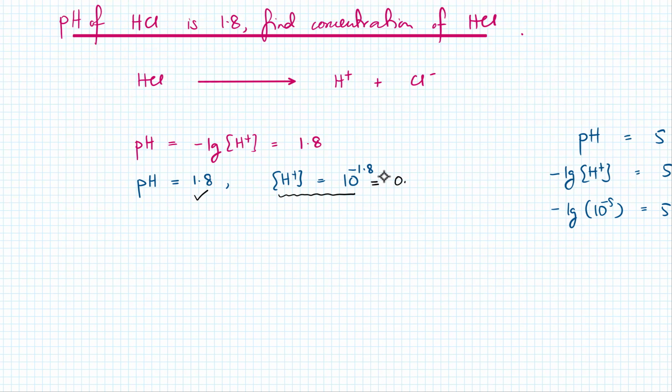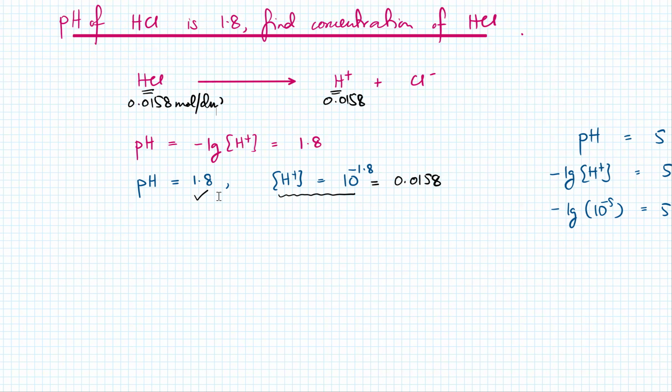0.016. No, what is the third number? Okay, 58 instead of 6. Okay, 0.0158, right? So it's a strong acid. That means HCl concentration would also be exactly the same. So it's 0.0158 mole per dm cube. Is this clear?